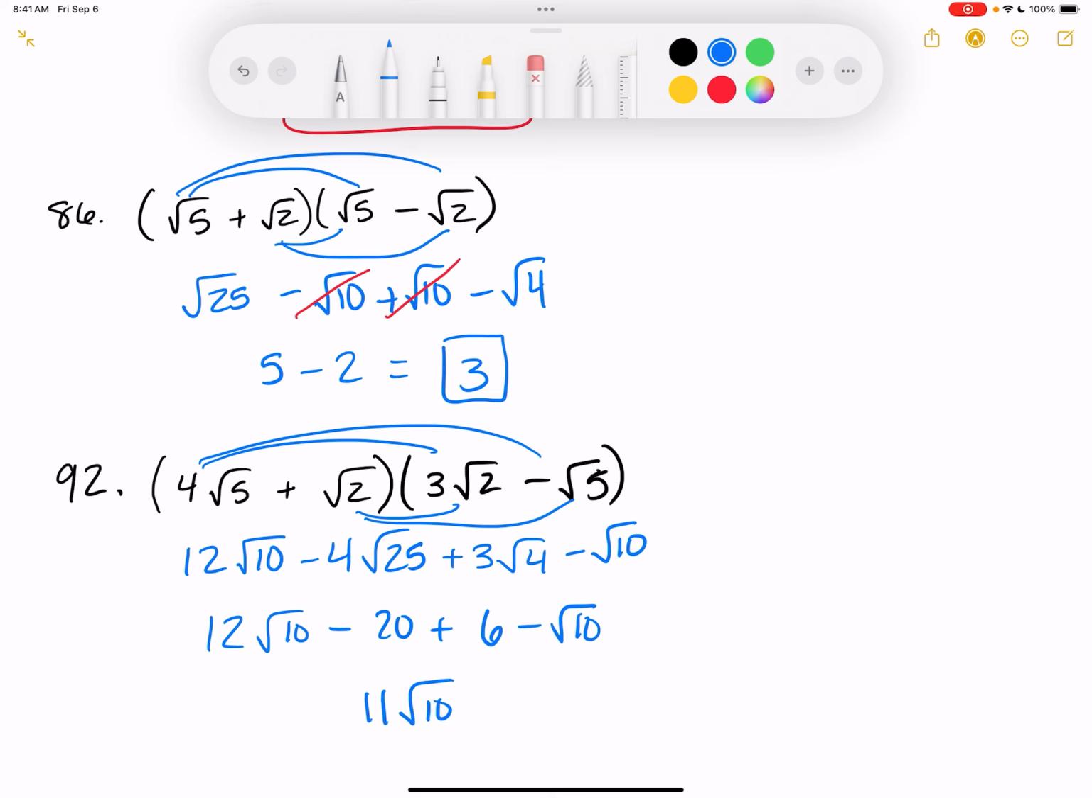And then minus 14. Yep, so good you didn't try to subtract the 10s inside. Thank you. So I had 12 root 10 minus root 10, so that's like 12 minus 1, so 11 root 10, and then negative 20 plus 6 is negative 14, so this would be your final answer for this one.